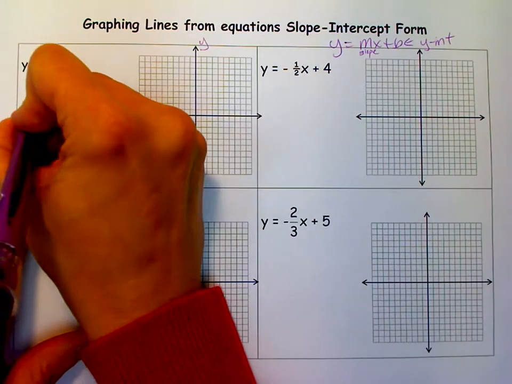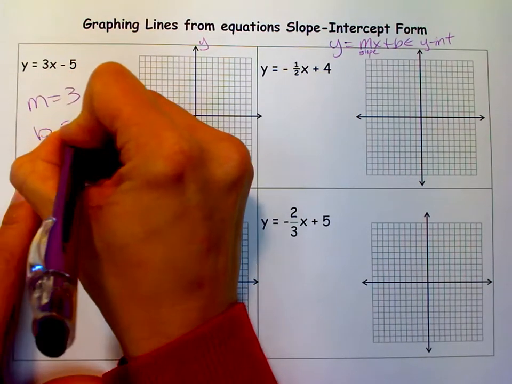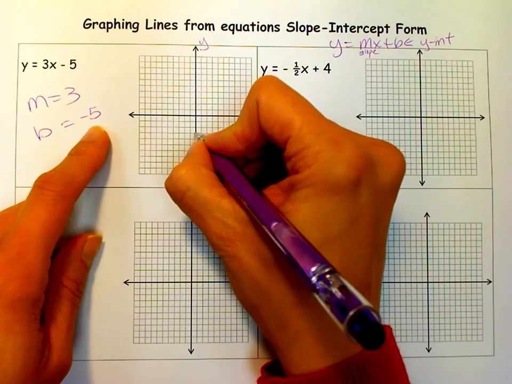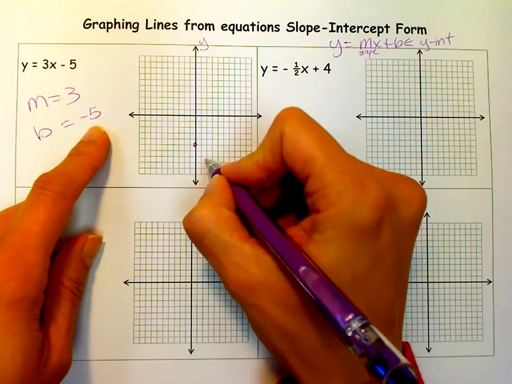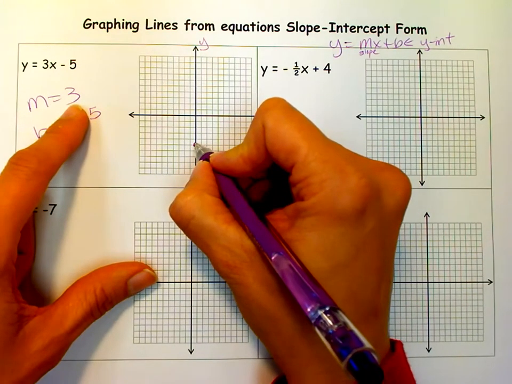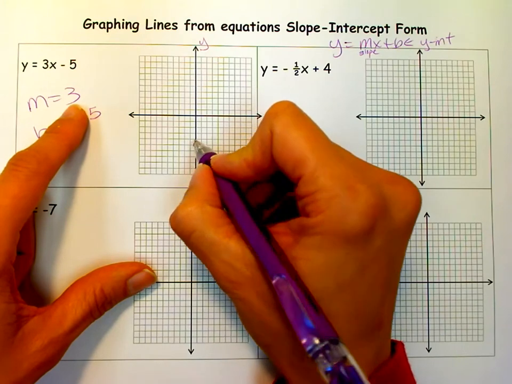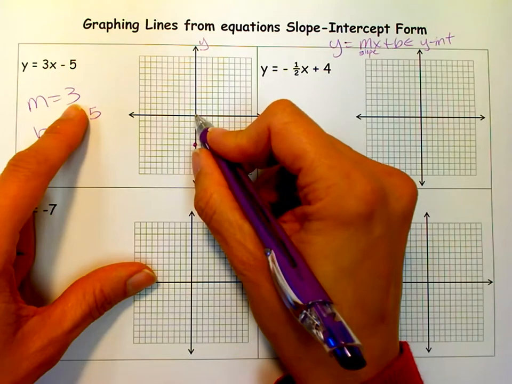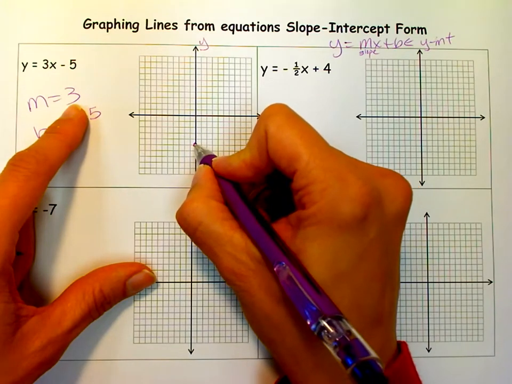So if we know our slope is 3 and our y-intercept is -5, the first thing we do is on our y-axis, we graph our y-intercept, our b, that's -5. And then we use our slope to graph the next point. So we start at the y-intercept. A lot of kids get confused because they want to start at 0. You always start at the y-intercept, so that's why you do that first.